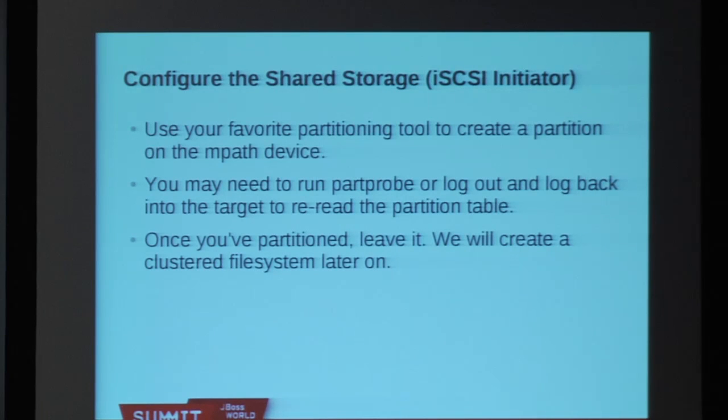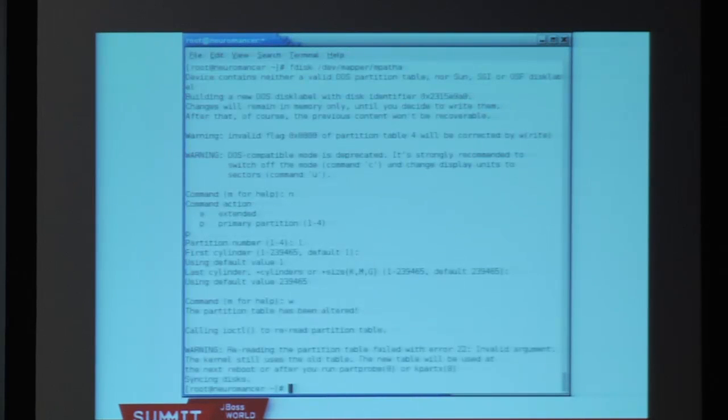On each one of the cluster nodes, use your favorite partitioning tool to create a partition on the mpath device. After you've done fdisk or parted or gparted or whatever, you're going to need to either log out and log back in, or potentially run partprobe. So once you've partitioned it, now you've got the multipaths, you've got the partitions set up. Leave it alone. We're going to format the file systems later on once we've got the cluster built.